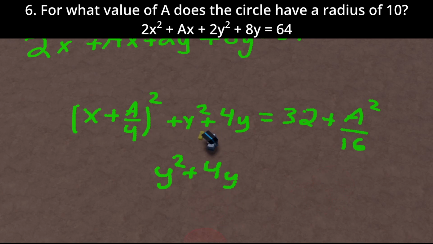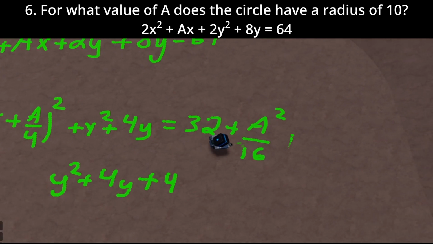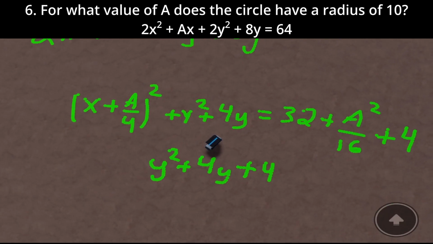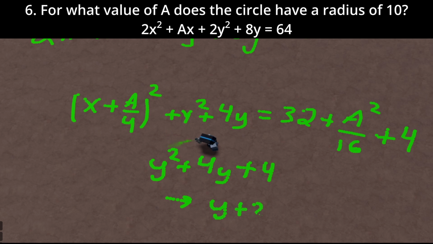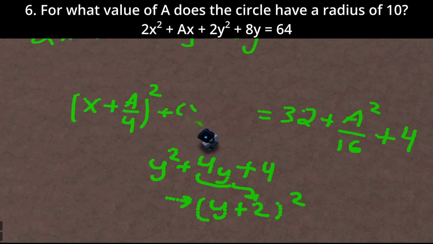So I need to add 4 to this side. If I add 4 here, I need to add 4 over there to be consistent. And then now let's factor y squared plus 4y plus 4. That just becomes y plus 2 squared. The quick trick is you take your middle term, take the coefficient, divide by 2, that leads to 2. So that's how you know what number to put in. And then I'm just going to replace all of this here with y plus 2 squared.